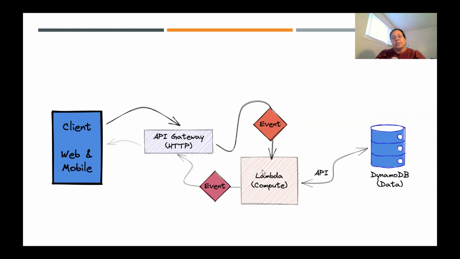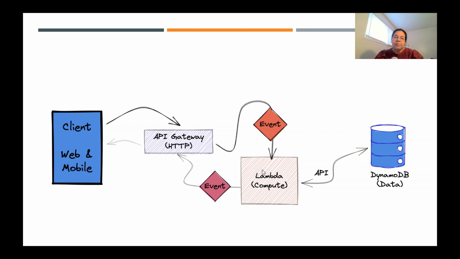Then it triggers an event in the format of JSON text that is sent to the Lambda function. Then Lambda function is also integrated with DynamoDB. It sends a request to DynamoDB. Let's say it is a GET request that is being sent by the client. Then it sends the GET request to DynamoDB to fetch the data, and DynamoDB will send back the data to Lambda. And then the event is again created, packaged in the form of JSON text, and it is sent back to your API Gateway.